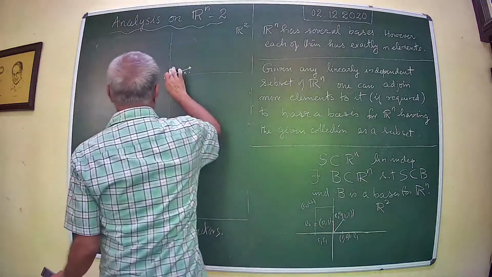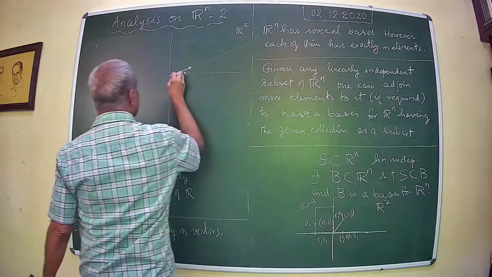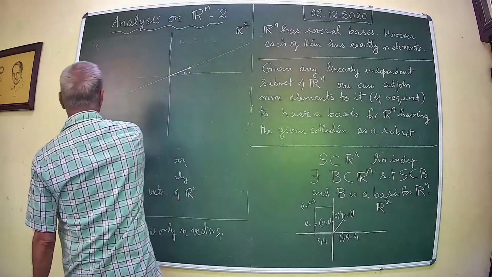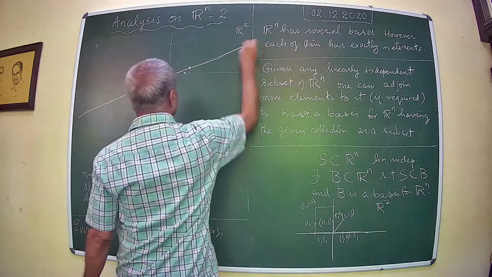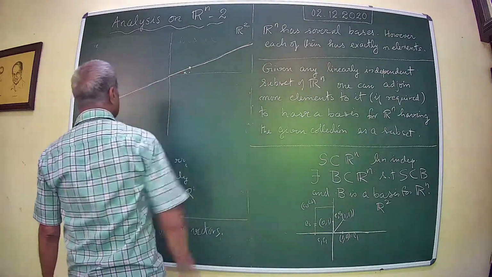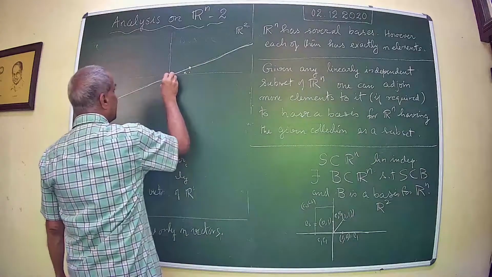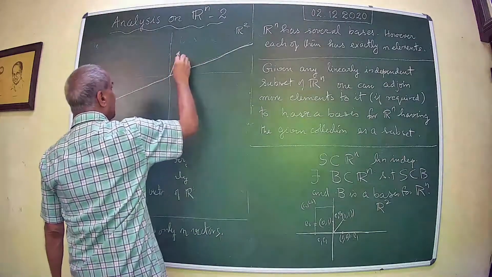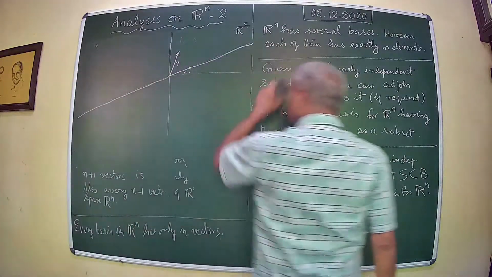Now what I want is to construct a basis. You know that this is linearly independent. x is not equal to 0, therefore this is a linearly independent vector and its span is a line passing through the origin. Now you choose another vector y, where y is not along x.